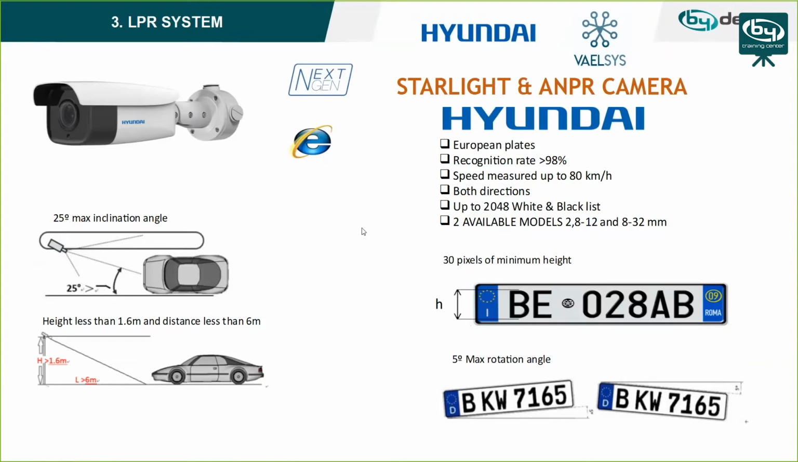So we can recognize European plates. Recognition rate is above 98%. Speed measured up to 80 kilometers. It can work in both directions. You can have up to 2048 white and black license plates, and it's available for two different models. And you can also see the rotation angles it would still work under.